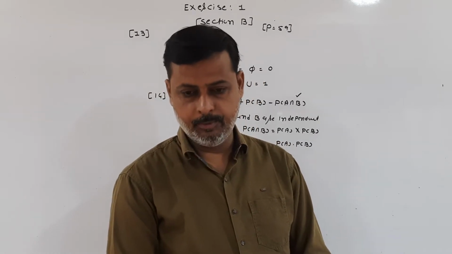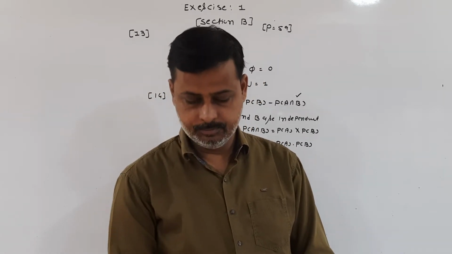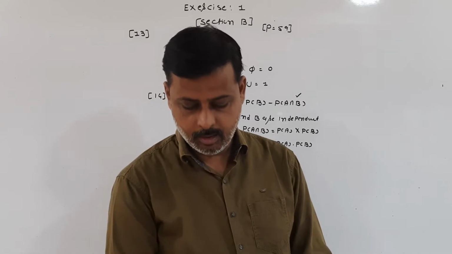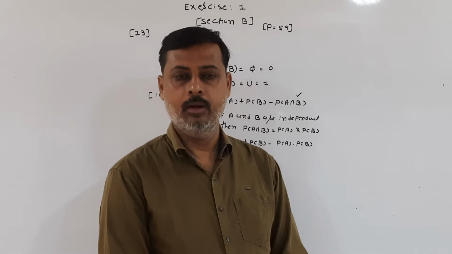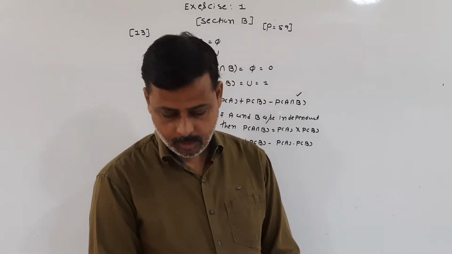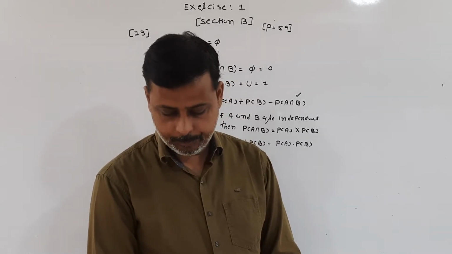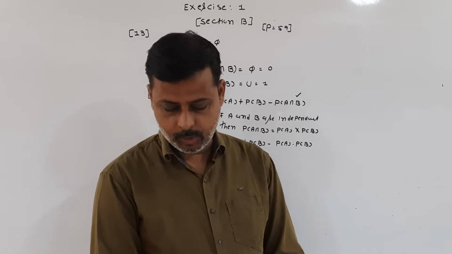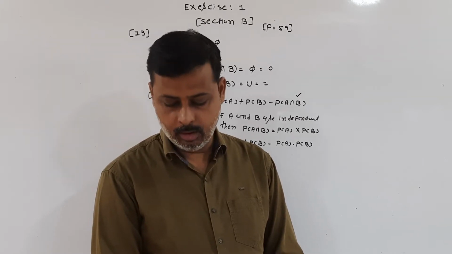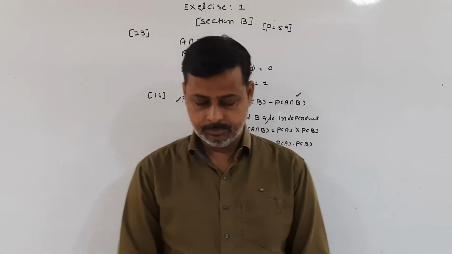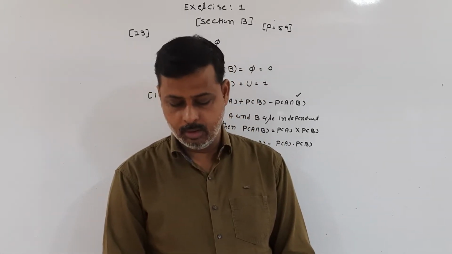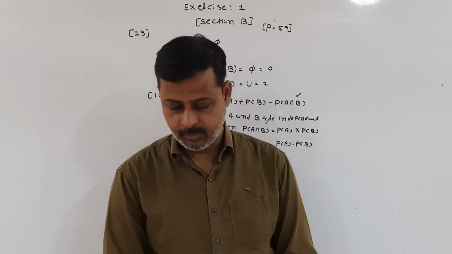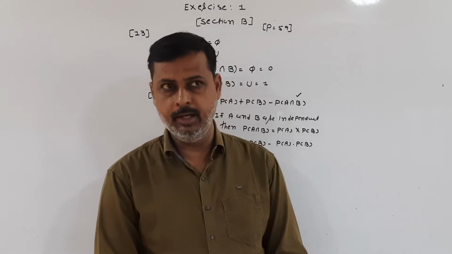Now example number 15. If A is equal to x belongs to 0 less than x less than 1, B is equal to 1 by 4 less than or equal to x less than or equal to 3, then find P of A intersection B.